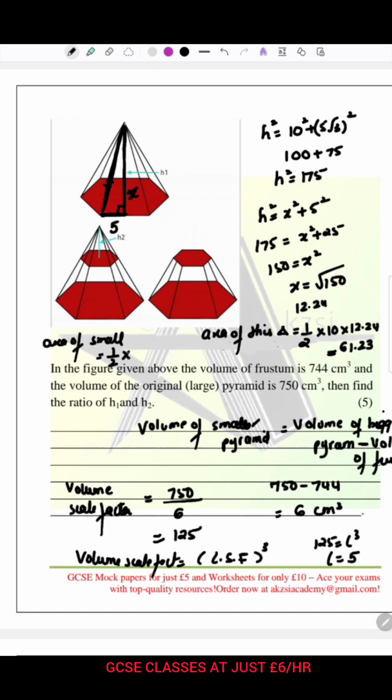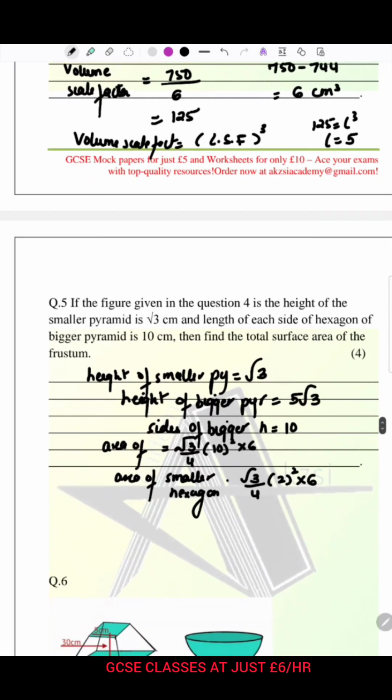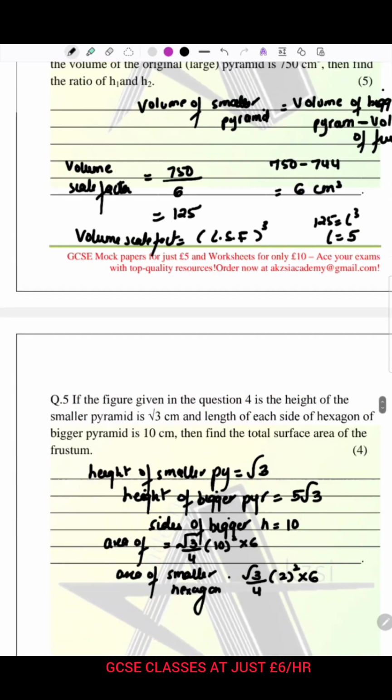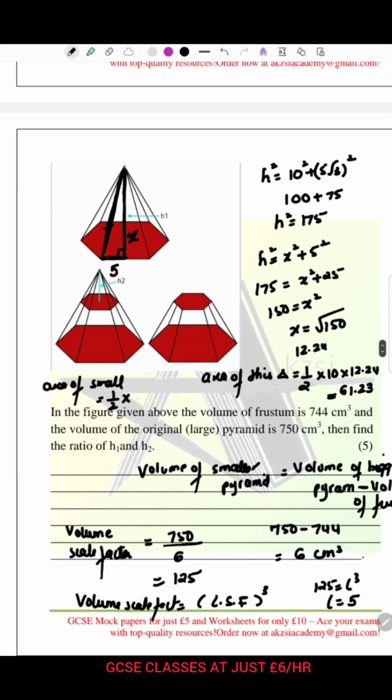Half times base. Base we knew is 10 for the bigger one and 5 was the scale factor. So clearly for the smaller one, it would be 10 over 5, that is 2. Half times base, and height, we have calculated our height as 12.24. So again the scale factor is 5, so 12.24 divided by 5 will give 2.448. So area of the smaller triangle is 2.448. And now we can calculate the area of the trapezium, which is 61.23 minus 2.448.